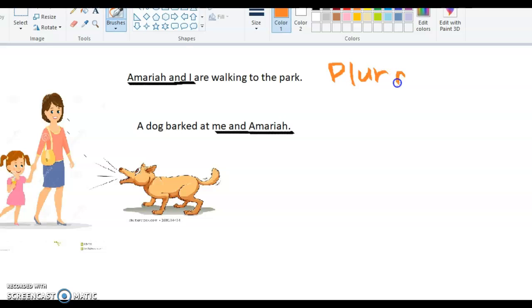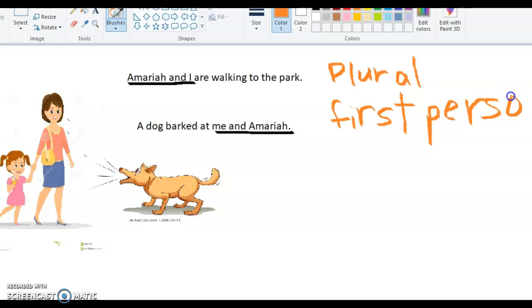So they are called plural first person pronouns, and that's because they're still talking about the first person, but they're talking about more than one person, right? So plural first person pronouns. Takes me a little while to write that. Pronouns. Okay, good. So it's called plural first person pronouns because it's still talking about the first person, which includes yourself, the person that's talking, the person that's writing, but there's also another person along with you.